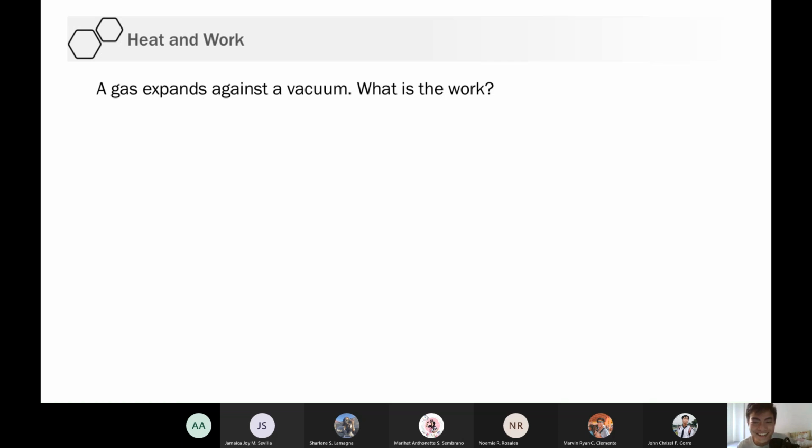Ginugol nyo rin, no? Okay, ito yung sagot doon. Kasi, remember, ang ginagamit natin sa work is the final pressure or the P external. Diba ganito yung equation natin pag expansion. Ngayon, in a vacuum, what is the pressure of the vacuum ba? 0, no? So, at vacuum, pressure is 0. That means the final pressure is 0.